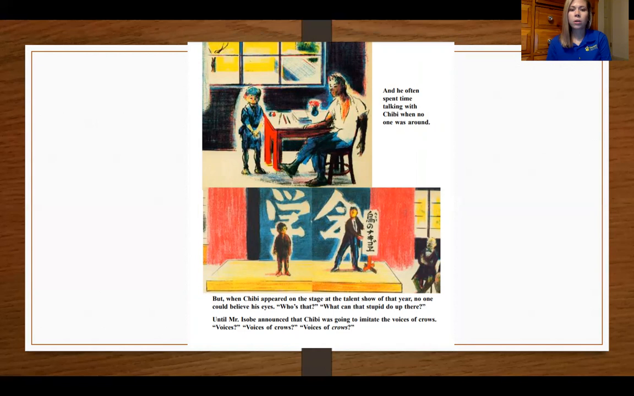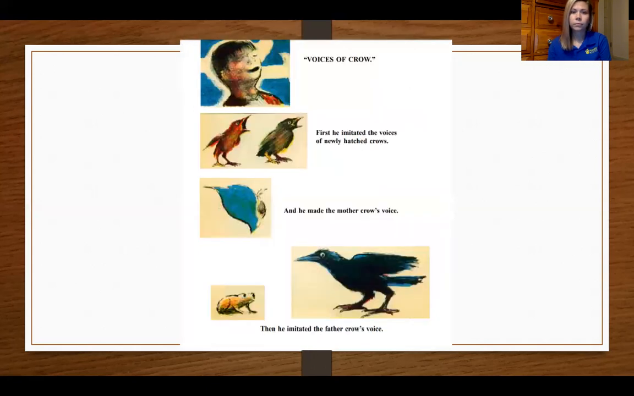But when Chibi appeared on the stage at the talent show of that year, no one could believe his eyes. Who's that? What can that stupid do up there? Until Mr. Asobi announced that Chibi was going to imitate the voices of crows. Voices of crows? First, he imitated the voices of newly hatched crows, and he made the mother crow's voice. Then he imitated the father crow's voice.